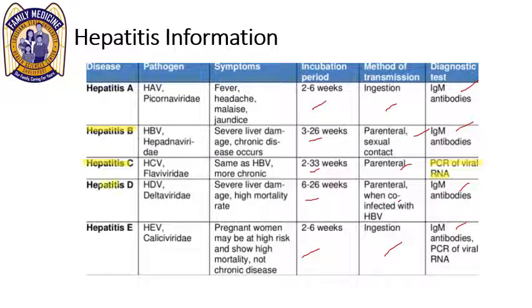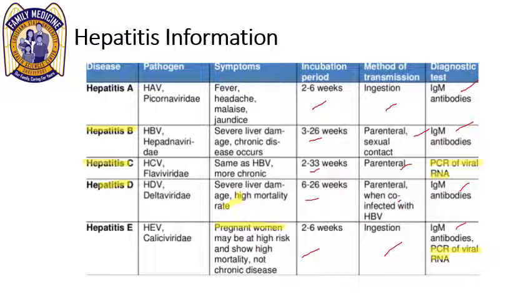Hep D can cause severe liver damage and a high mortality rate, and D goes with B and C goes with E, so I think that's the way it goes. But whenever you are thinking about this, anytime a woman is pregnant and has hepatitis, you need to run the hepatitis E and the PCR viral RNA, and that's really important for OB.